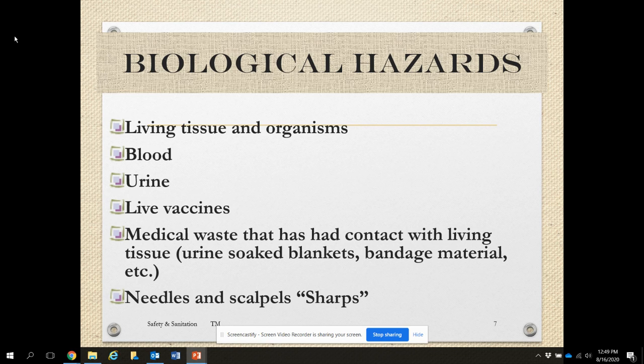For the urine-soaked blanket, bandage material, you just need to make sure that you wash your hands if you're handling any urine-soaked blankets, which you would because it kind of smells. So bandage material, sometimes we find animals have bacteria on their wounds, and so you may be coming in contact with some bacteria if it's on a bandage that an animal might have from a wound. So you would either want to wear gloves or definitely wash your hands.